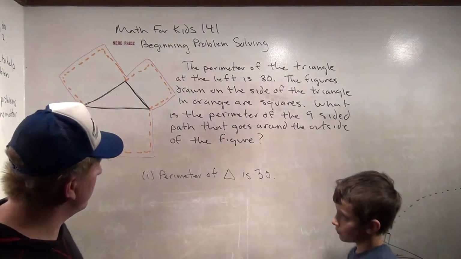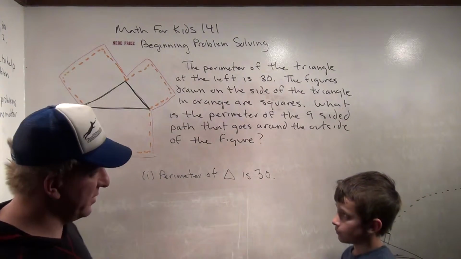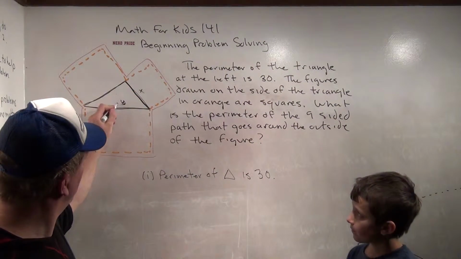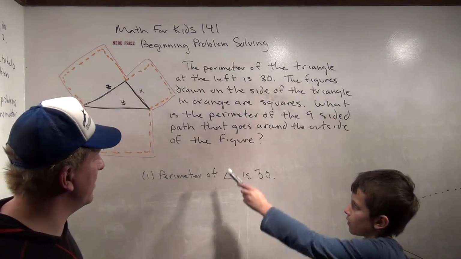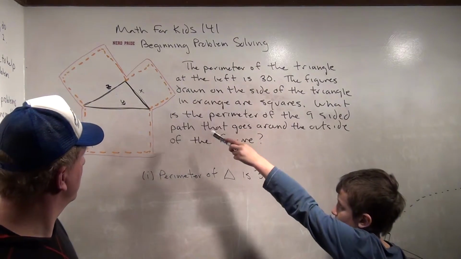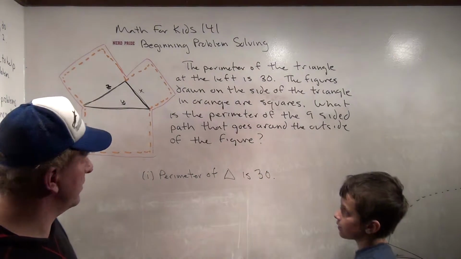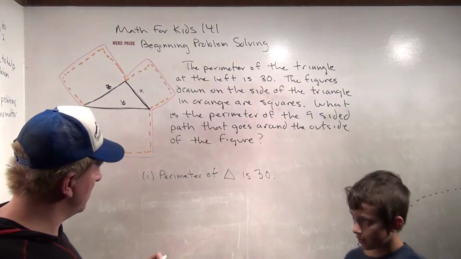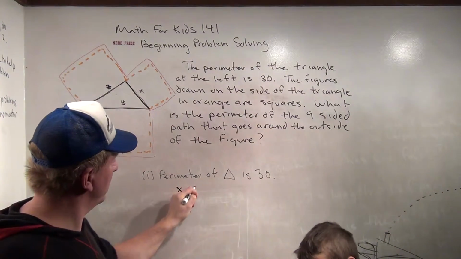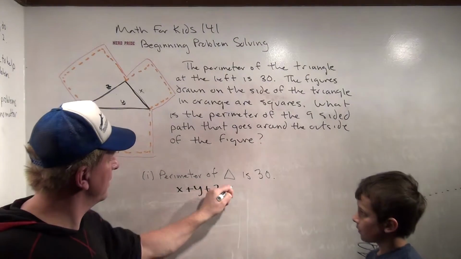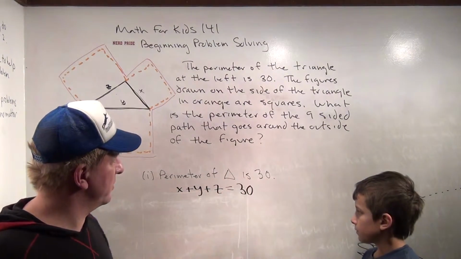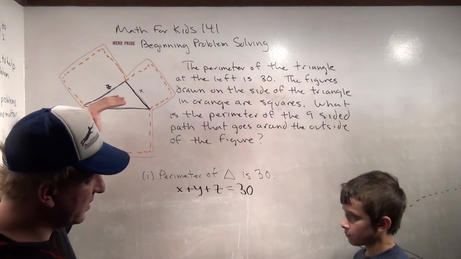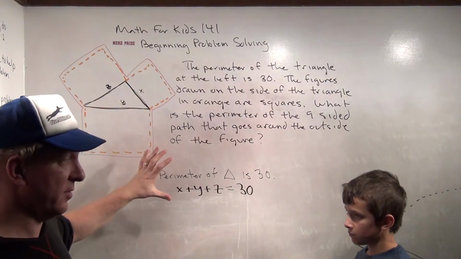So why don't we call the sides of the triangle x, y, and z? That means the sides are x, y, and z. So what does that mean about the perimeter? It means that x plus y plus z equals 30. Okay? So that's something that's really important. At the end, I'm going to show you a different way to do this.